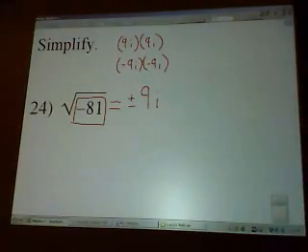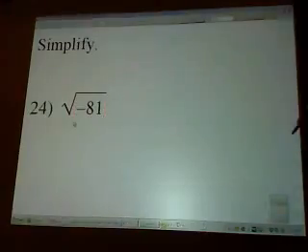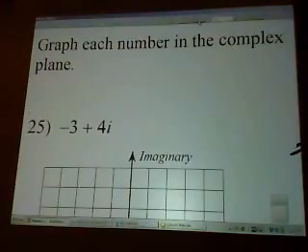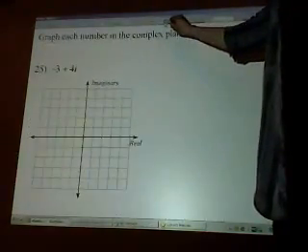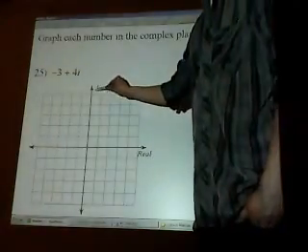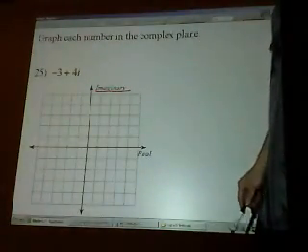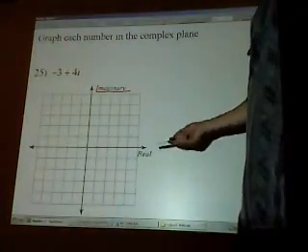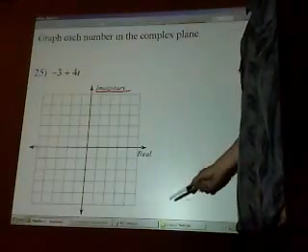Alright, so here we go. We have a little more to do. So the new thing that we're going to try is called graphing complex numbers, okay? So we saw about the imaginary number. This is called the imaginary axis now, okay? So we're graphing complex numbers.